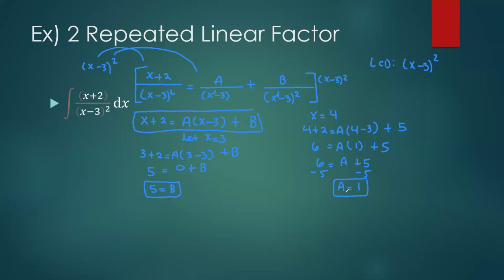Okay, so now I know my a, and now I know my b. So this whole thing decomposes to: a is 1, so it's going to be 1 over x minus 3, plus my b value, which is 5 over x minus 3 squared, times dx.